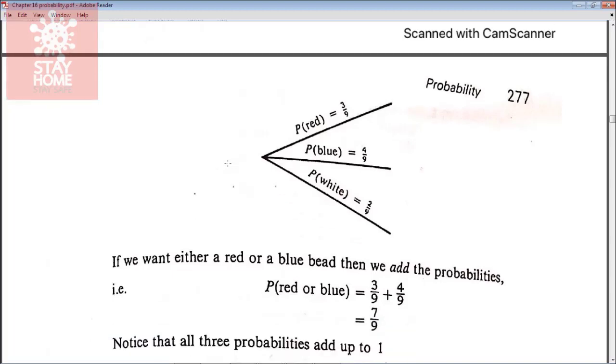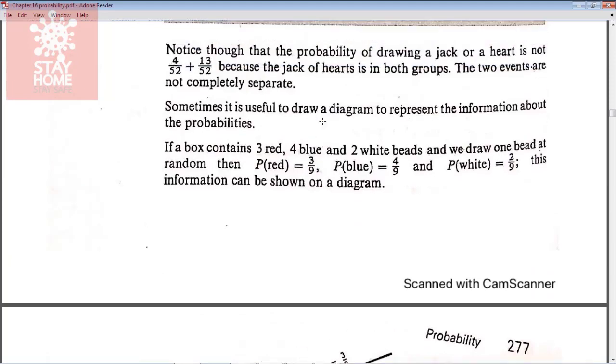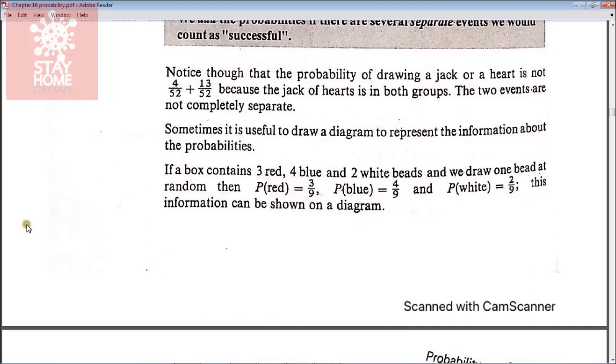This is like the tree. You can see here, probability of red. That will be how many reds there? This is the question of, I think, in a box. If a box contains 3 red, 4 blue and 2 white, how many in total? 3 plus 4, 7 plus 2, 9. So the probability of red will be 3 over 9, the probability of blue will be 4 over 9, and the probability of white will be 2 over 9. So these are the probabilities.